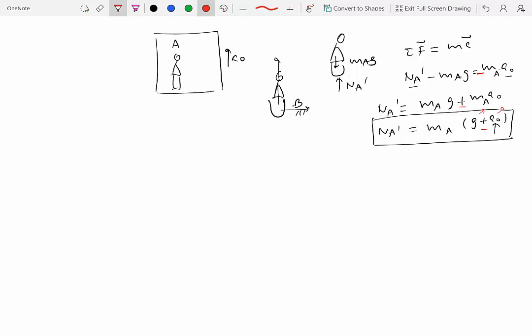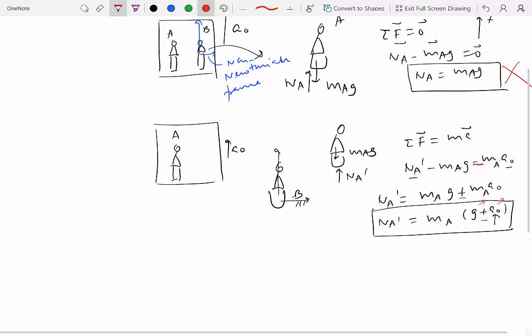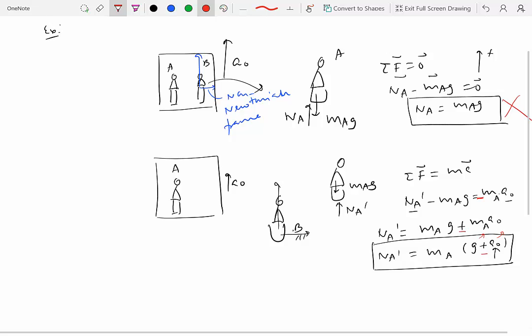So this simple example basically shows you that if you measure the acceleration with respect to an accelerating frame, then you will make mistakes, and that's a problem.